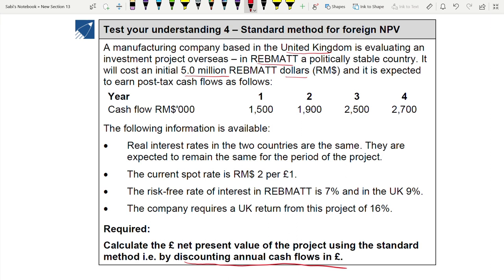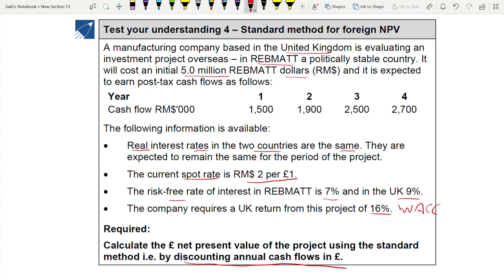Okay, now real interest rates in the two countries are the same. They are expected to remain the same for the period of the project. That means for all the 4 years, they will remain the same. Okay, current spot rate is 2 per £1. Risk-free rate is 7% and 9% in UK. Company requires a UK return from this project of 16%. That means WACC is 16%. That is the meaning of this in UK, right?